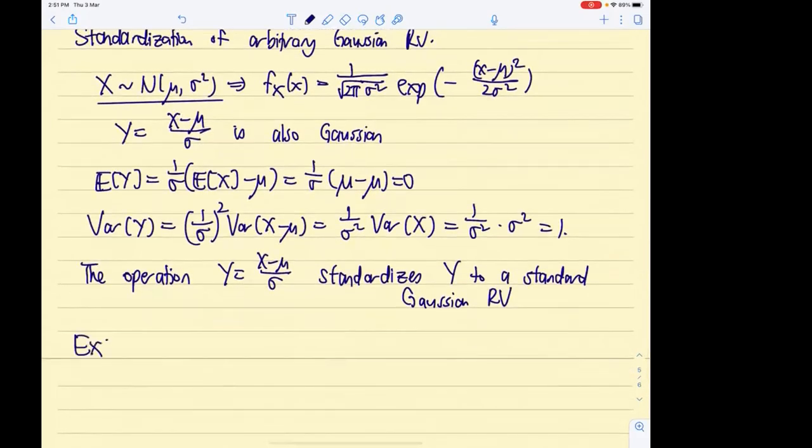So, for example, we can do the following calculation. But before I do the following calculation, does anyone have any questions? So this is a linear operation. Linearity preserves Gaussianity. That means if I do a linear operation on a Gaussian random variable, I still remain Gaussian. I just have to figure out the mean and the variance, and the mean and the variance can be figured out using the standard rules of expectation and variance.